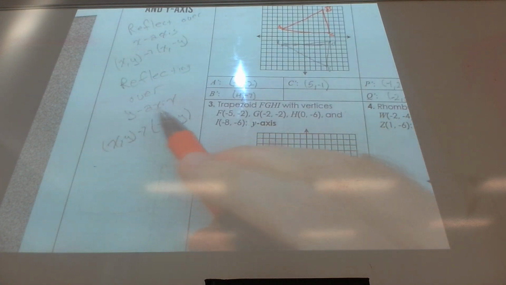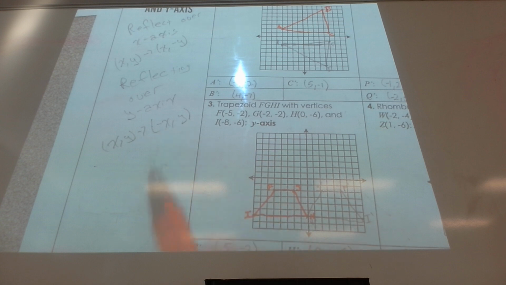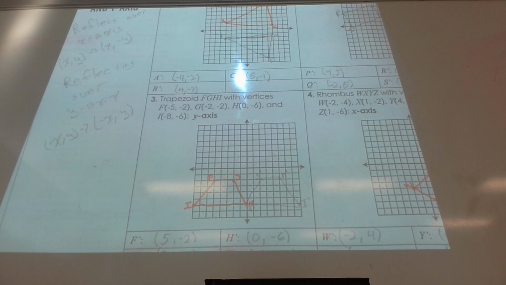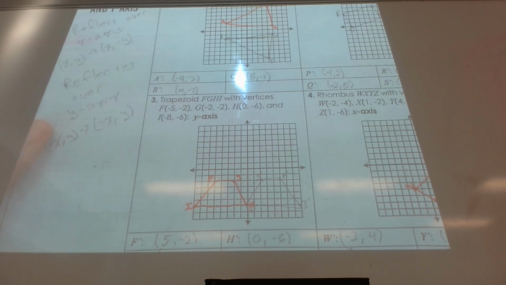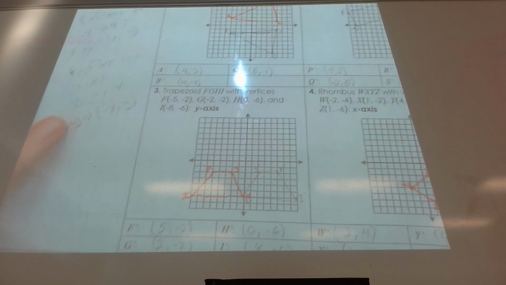For reflecting over the y-axis, xy becomes -xy. We switch the sign on the x value. So if we look over here, 1, 2 became -1, 2. 2, 5 became -2, 5. 8, 3 became -8, 3. And 7, 0 became -7, 0. Okay. So it's just a matter of switching the sign on the correct coordinate.